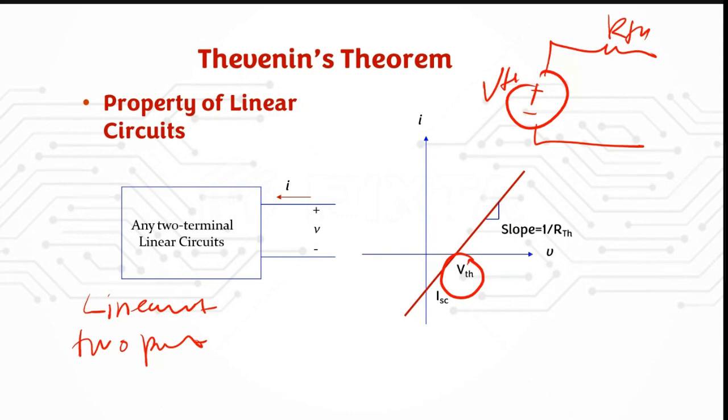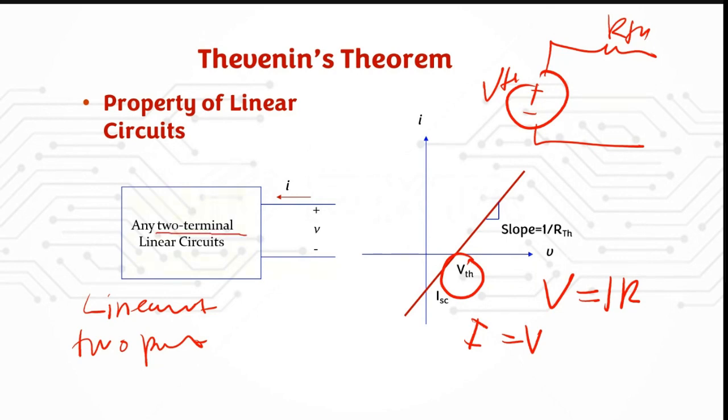So what do we mean by a linear circuit? A linear circuit means that the relationship between the current and voltage is linear. If you use Ohm's law, you know that V equals IR, so these are proportional to each other. That is what we call linear. But we also have non-linear components, such as a diode or transistor, which are not suitable for analysis using Thevenin's theorem.